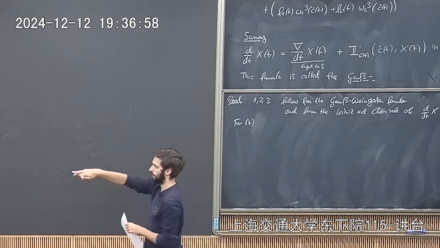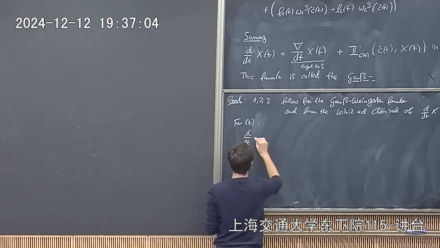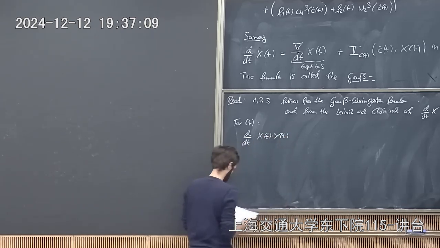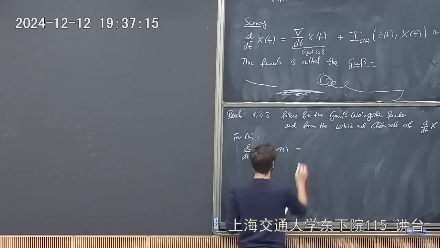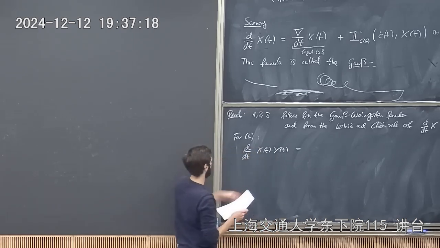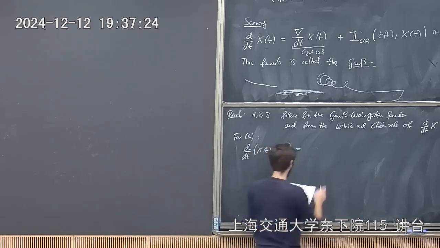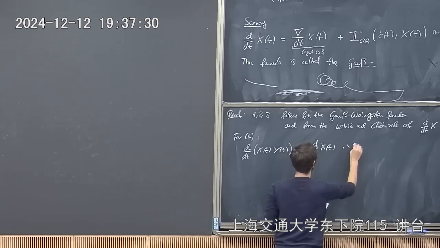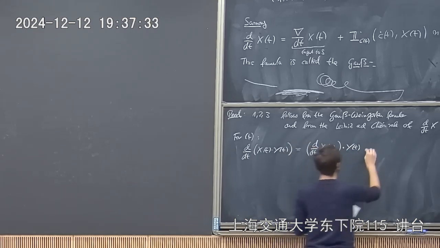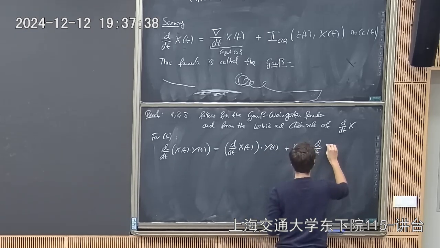So for 4.4, we just calculate the left-hand side. So we want ddt of x of t times y of t. So we just use the normal formula, where we just plug it in both terms, and then we get two summands. So we have ddt x of t times y of t plus x of t times ddt y of t.